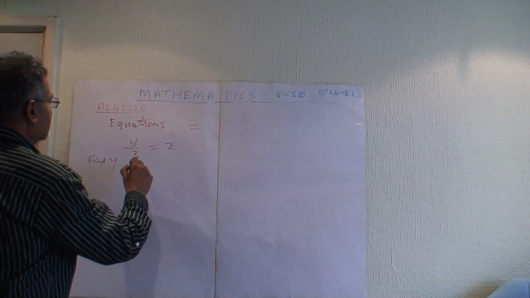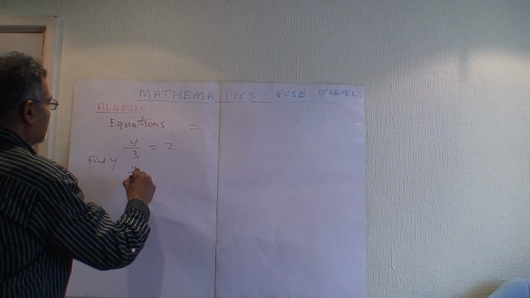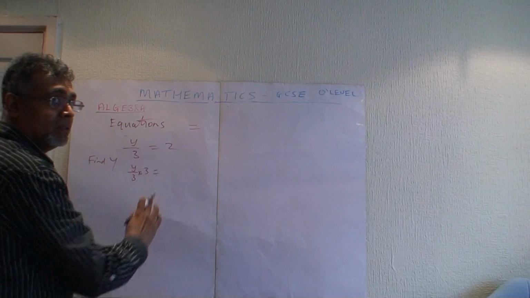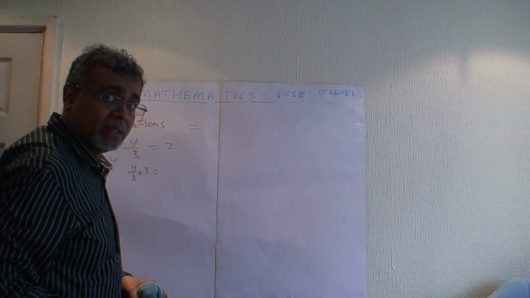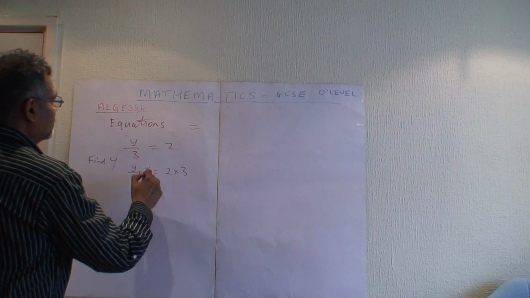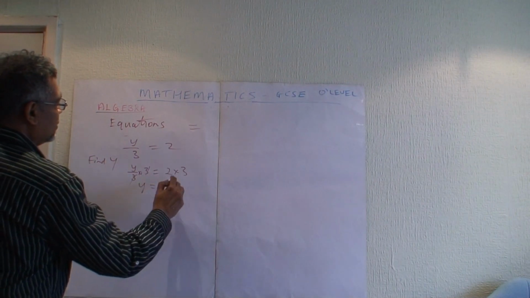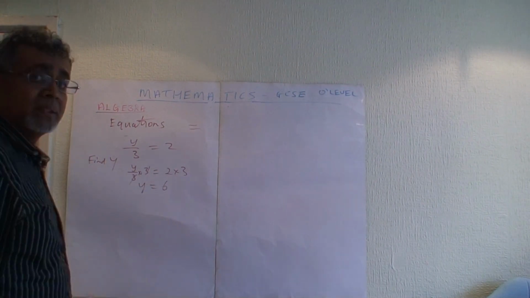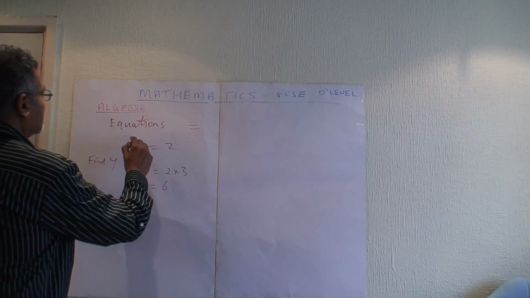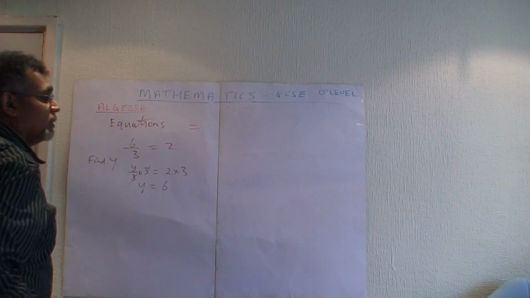So let's see what happens here. y divided by 3 multiplied by 3. So you also multiply on the right side of the equal sign, so 2 multiplied by 3. The 3 cancels, you're left with y is equal to 6. So if you substitute it, put 6, yes, 6 divided by 3 is 2.